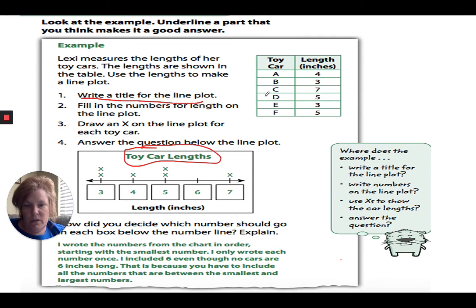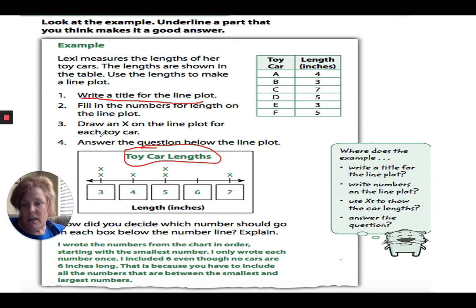Fill in the numbers for length on the line plot. Okay, draw an X for the plot. There we go. So the numbers are down here. Those are inches. This right here is how many of them, how many cars do we have? Isn't that what we were doing? The length, the cars. So these right here are how many cars you have.